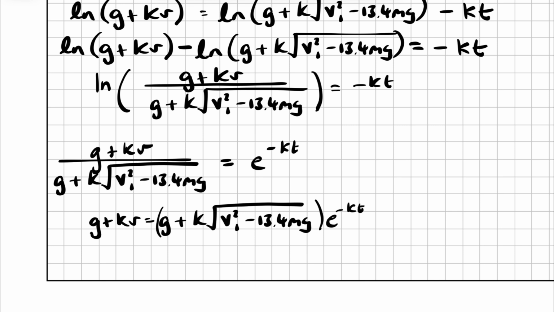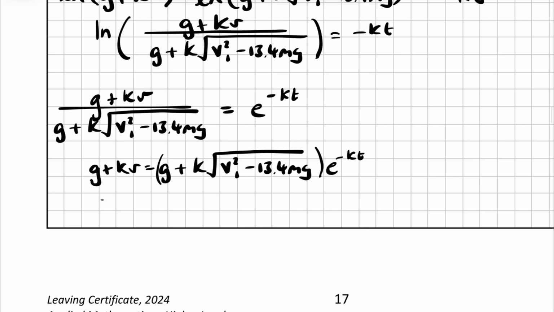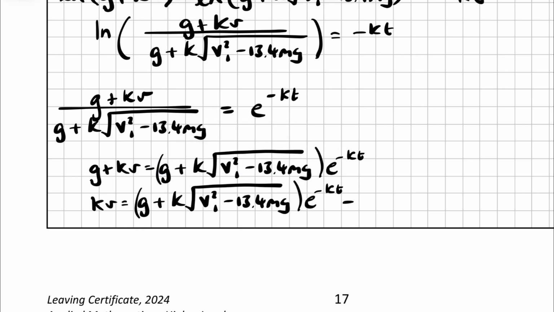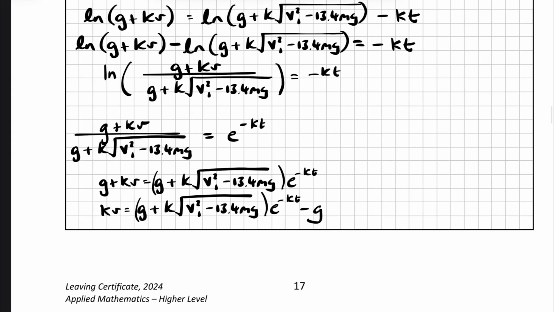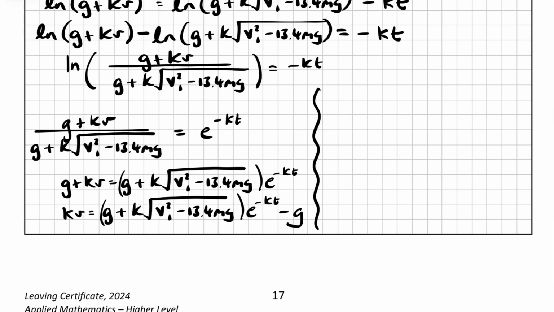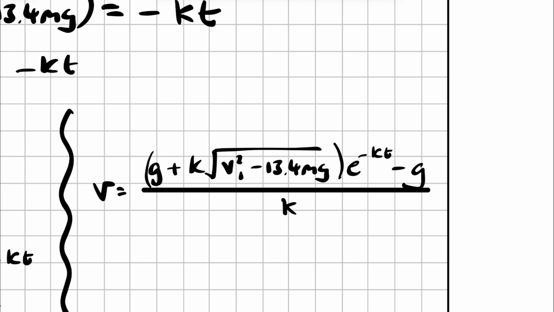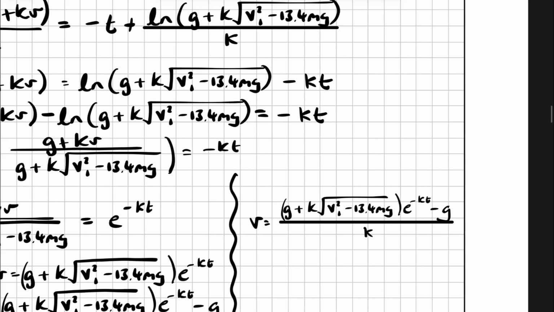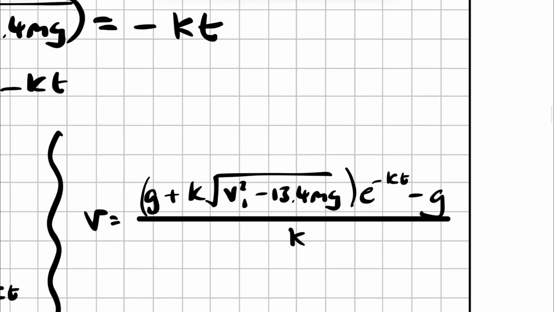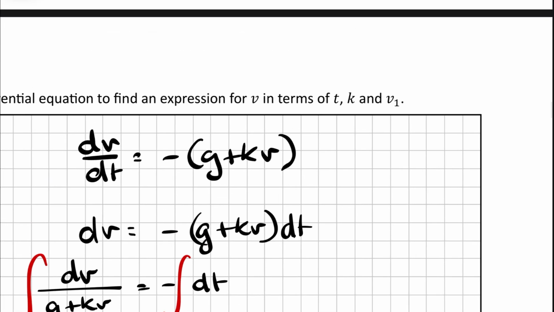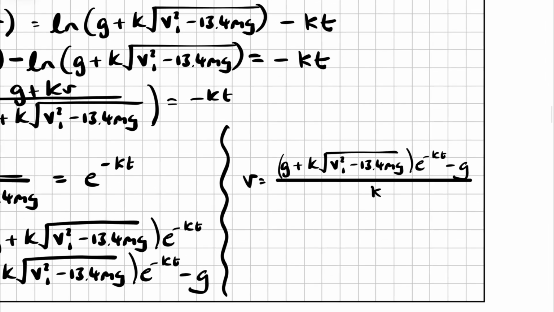And believe it or not, we're almost done. We're just trying to get v alone. So we say kv equals all this stuff minus g. And finally, divide the whole thing by k. And there we have it. We've rearranged and made v the subject. We've written it in terms of v, k, and t. Or v1, k, and t, excuse me, as requested.